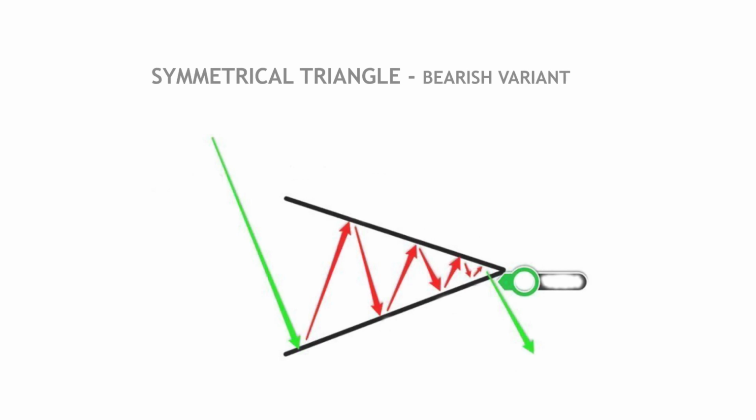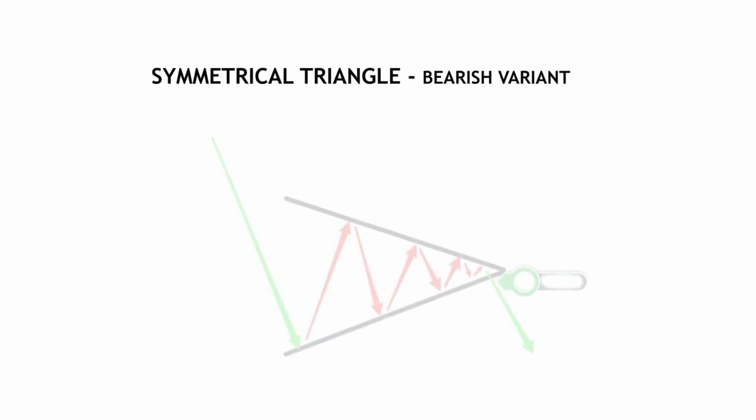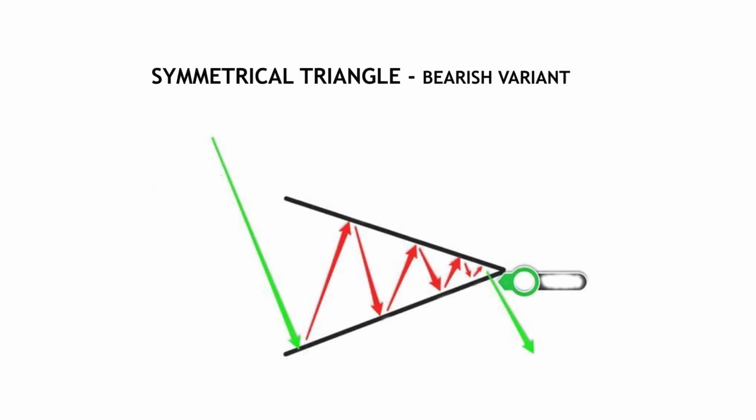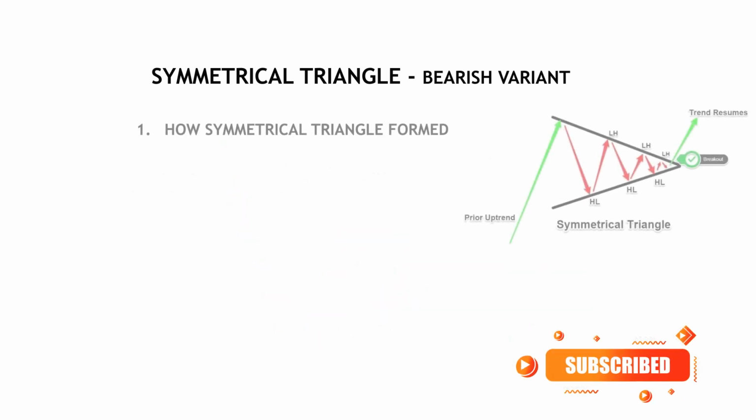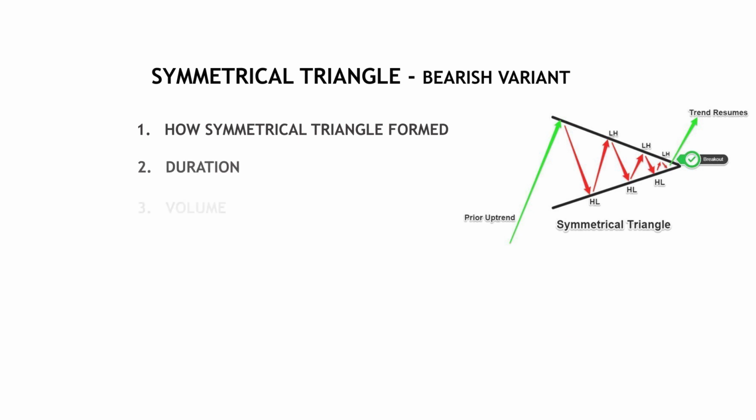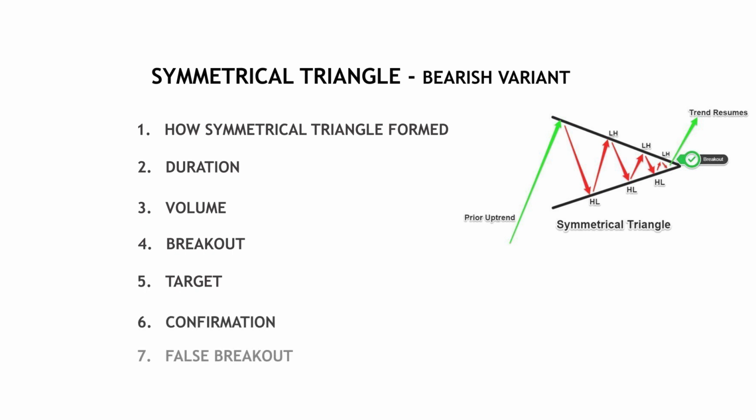A bearish symmetrical triangle is a common technical chart pattern that suggests a potential downtrend in the price of an asset. It typically forms after a significant price move and indicates a period of consolidation before a potential breakdown. Here are the key characteristics of a bearish symmetrical triangle.